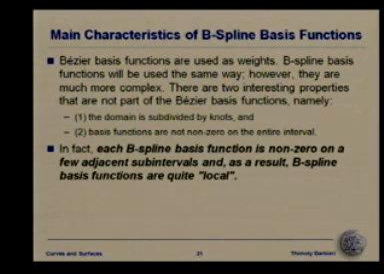What are the main differences between a B-spline and a Bezier? One, the domain is subdivided by knots, something that in Bezier does not happen. We don't have that concept in Bezier. Two, and that's the real trick, while the Bezier basis functions were always non-zero on the entire interval, the basis functions of B-spline are not non-zero on the entire interval. So it means that they are zero almost everywhere, except in specific places.